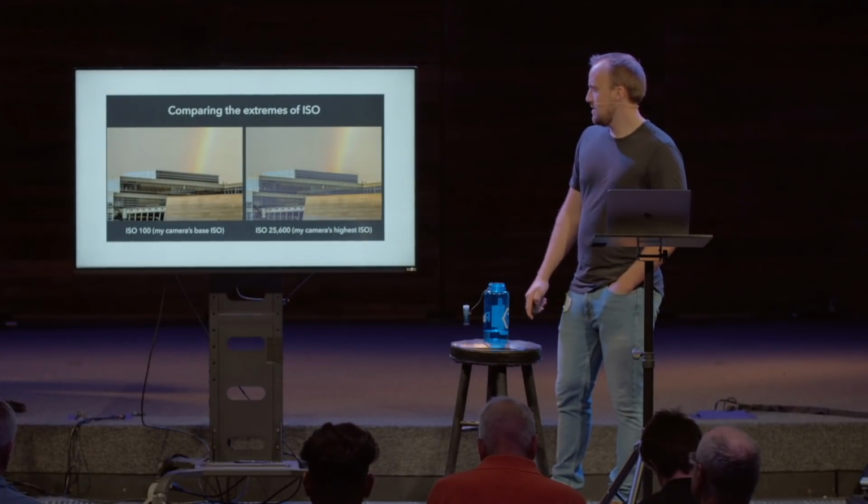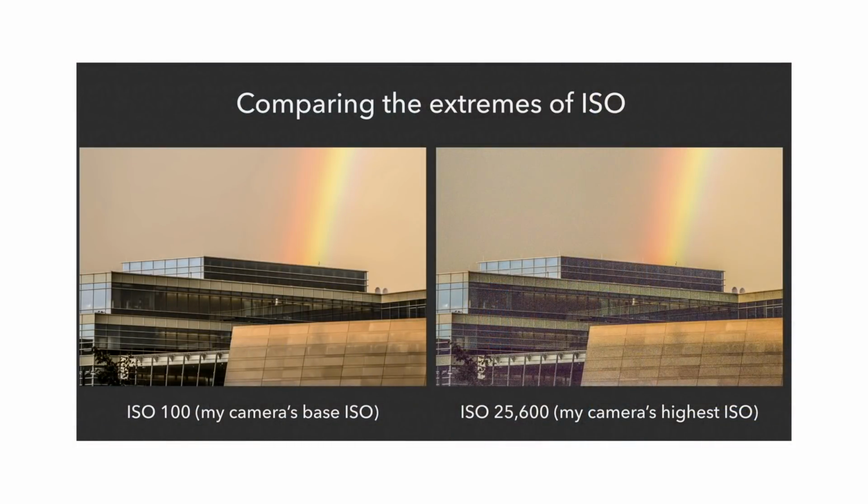ISO, just be careful with it. It's different on every camera, but with our Blackmagic cameras, I don't like to go much higher than 1250 or 1600 ISO. It starts to get really grainy.